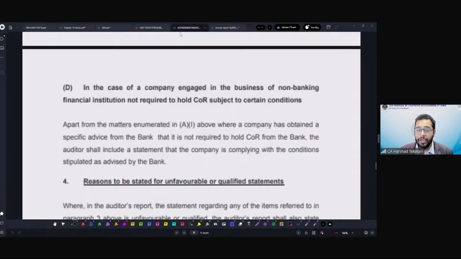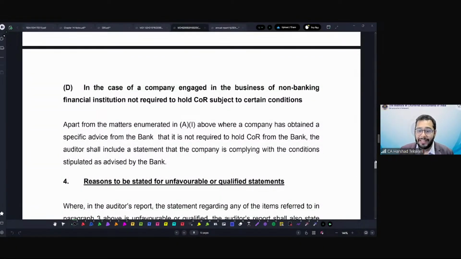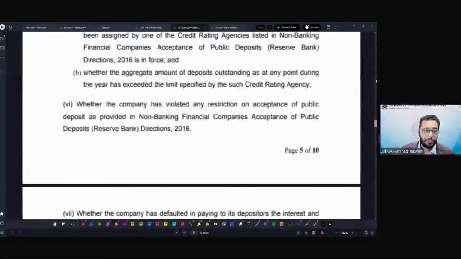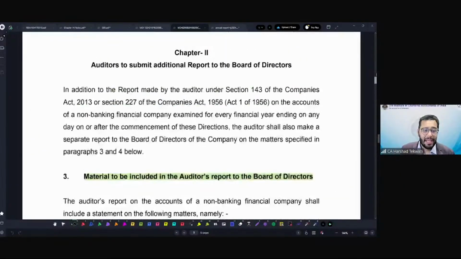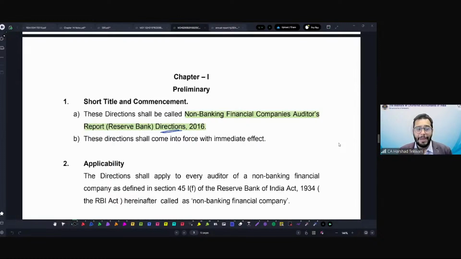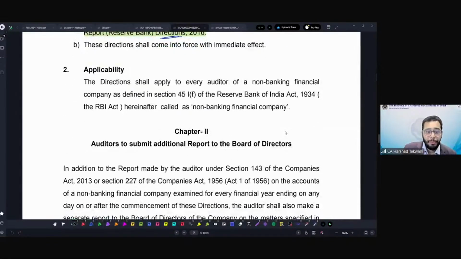Is there any other reporting requirement? Answer is yes. We discussed it in the last session also. There is basically the NBFC company's auditor report under Reserve Bank directions. Now here, under these directions, the auditor has to report on certain matters to the board of the NBFC. It is not in the public; it is reported to the board of the NBFC. So an additional report is submitted to the board of directors.